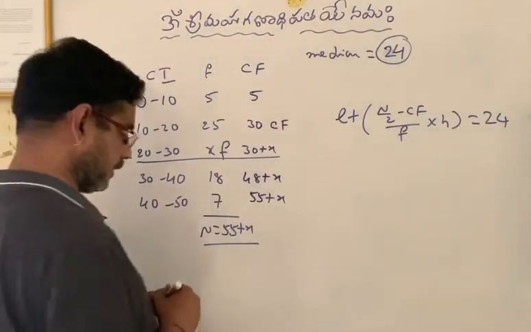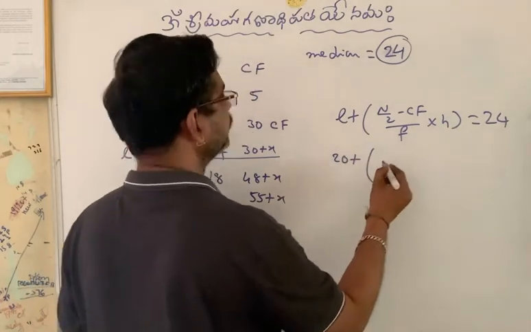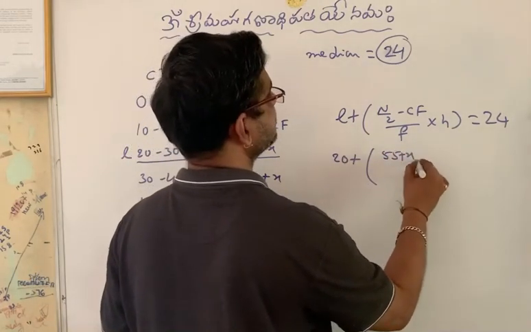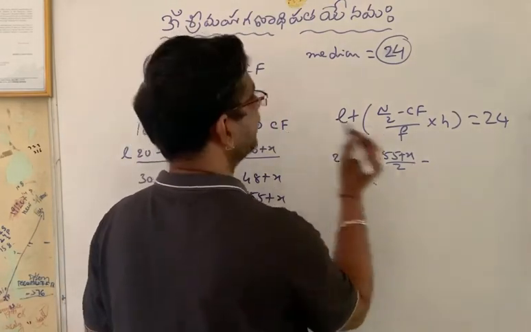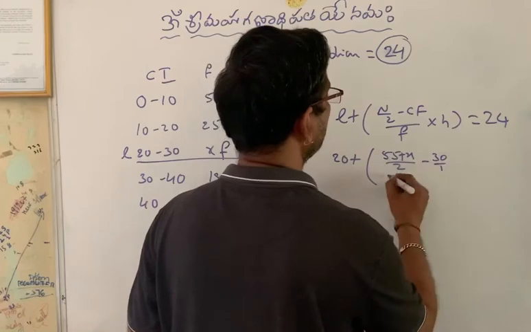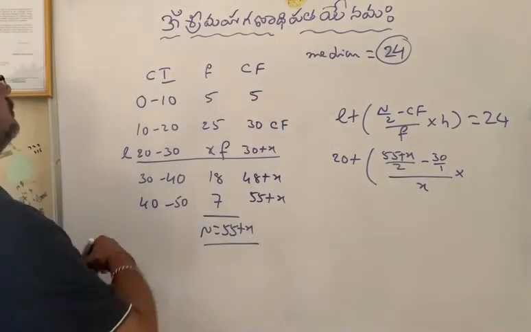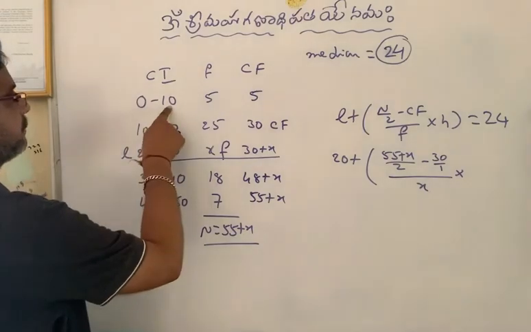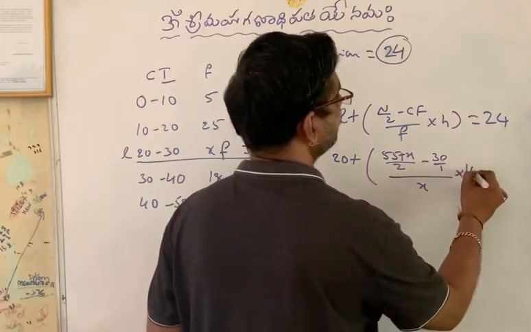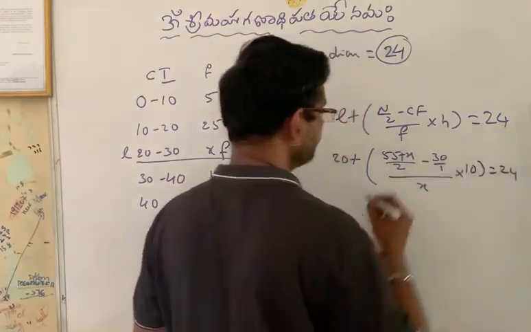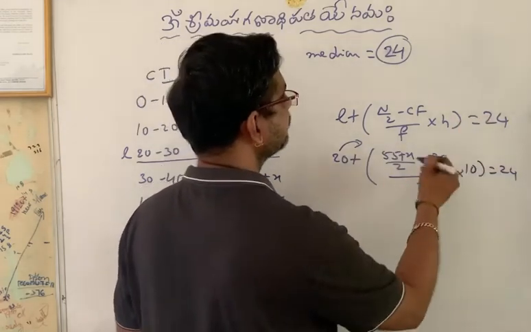Now substitute the values. L is 20, n by 2 is 55 plus x by 2, minus Cf, that is 30, by f, that is x, and the height of the class, if you observe, is the same for every class. That is upper boundary minus lower boundary, that is 10. So 10 is equal to 24. Now first send this 24 to the RHS, and simplify the LHS.